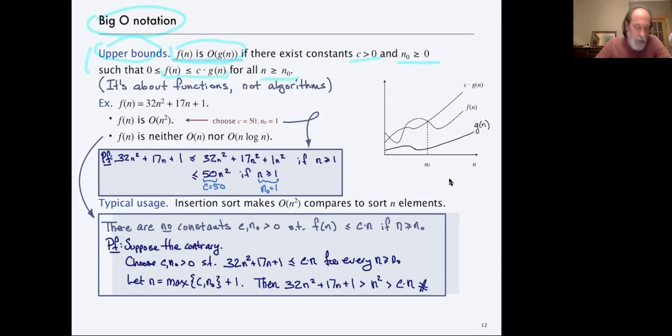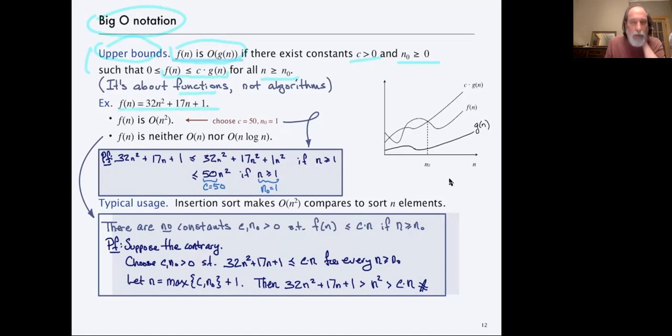Notice that the definition doesn't say anything about algorithms. This is about functions, not about algorithms. Sometimes students get confused because of that. It's a way to describe functions. You get to choose which function you're describing, which may or may not have anything to do with an algorithm or any particular property of an algorithm. Okay, so let's do a little example.